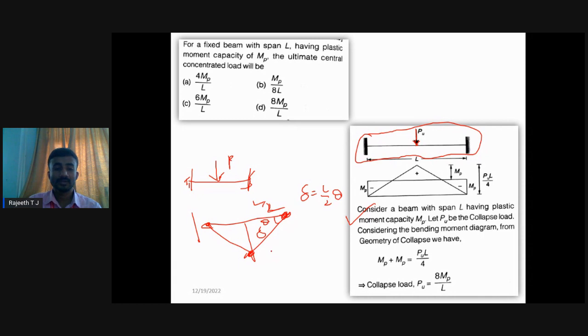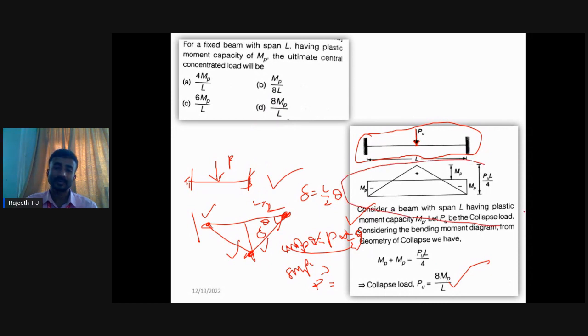Now the internal work done will be equal to MP theta, MP theta, MP theta, MP theta, that is 4 MP theta. The external work done will be equal to P into delta, nothing but P into L by 2 into theta. Equating, 4 MP theta equals P L by 2 theta, theta gets cancelled, and your plastic load will be 8 MP by L. This is the mechanism method, or we can also use the static method. But it is better you go with only one method, the mechanism method.